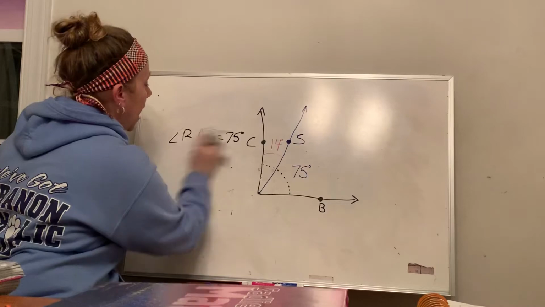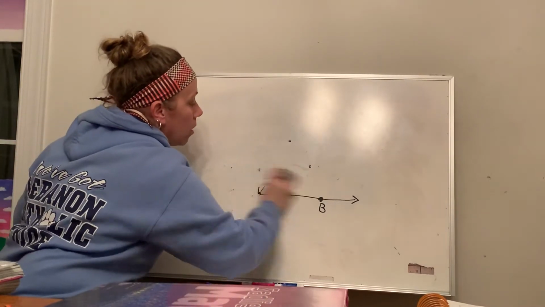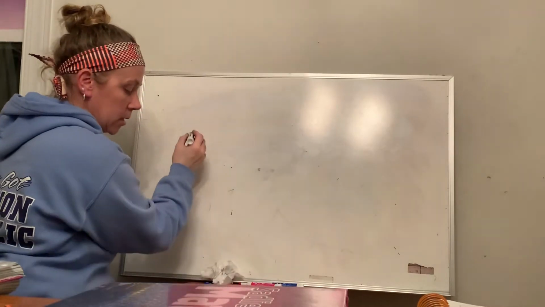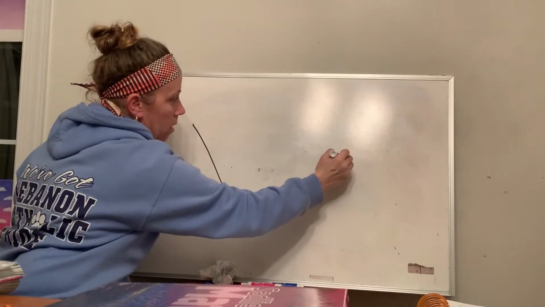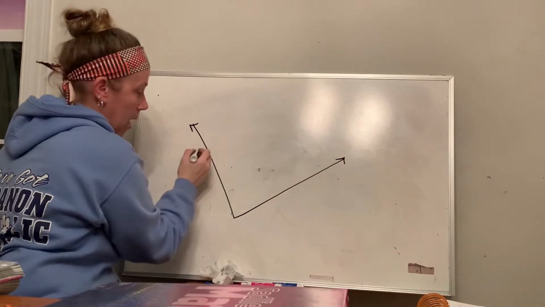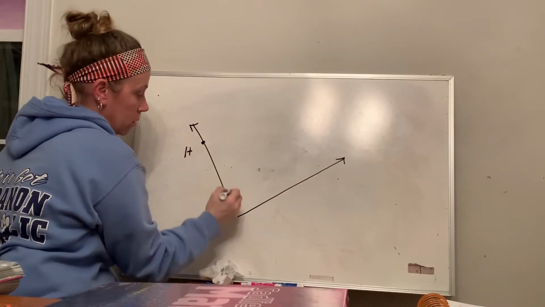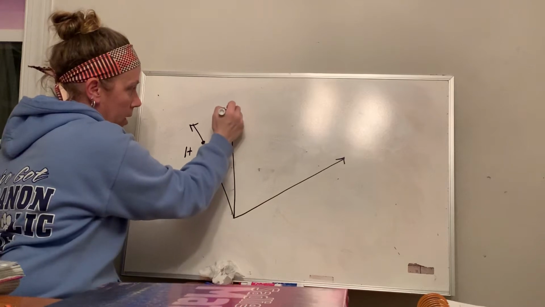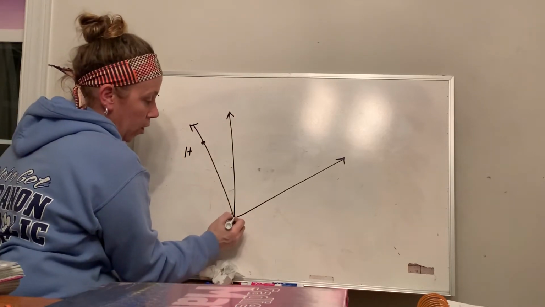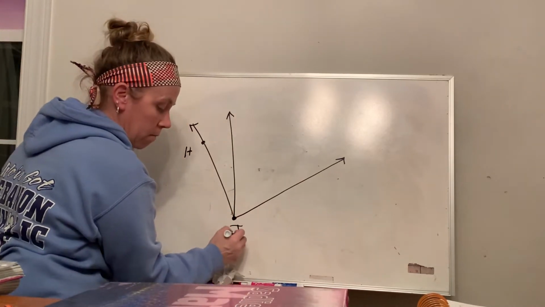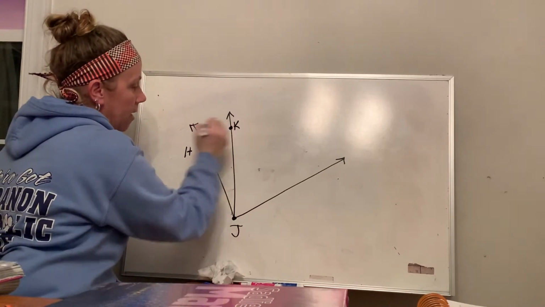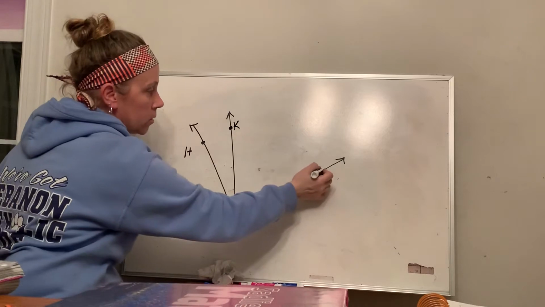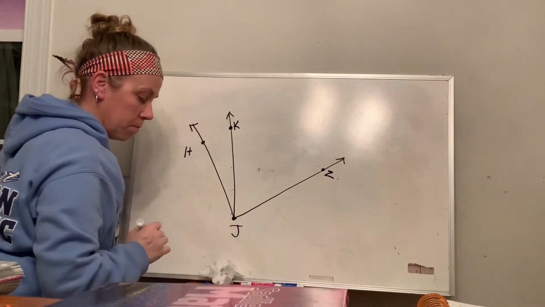And I'm going to attempt to draw number 1 up here. It's not going to be exact, but here's a ray and there's a ray. And this point is H. Here's another ray coming up here. The vertex is J. Here's point K. And here's point Z.